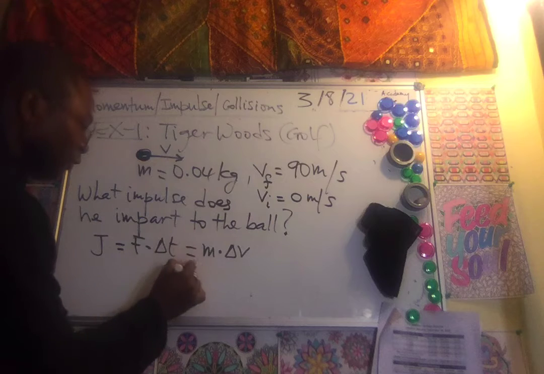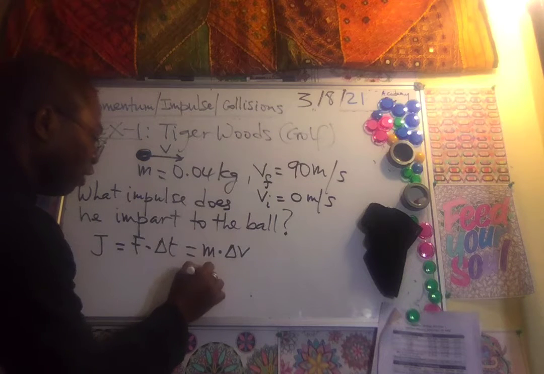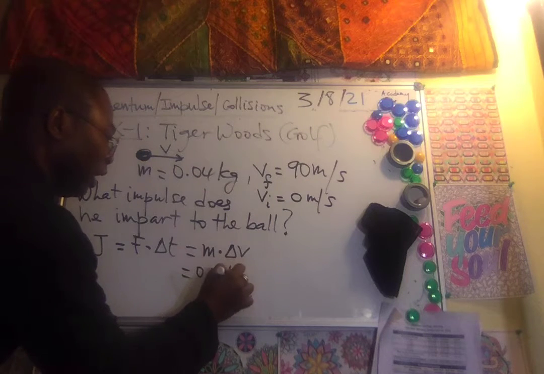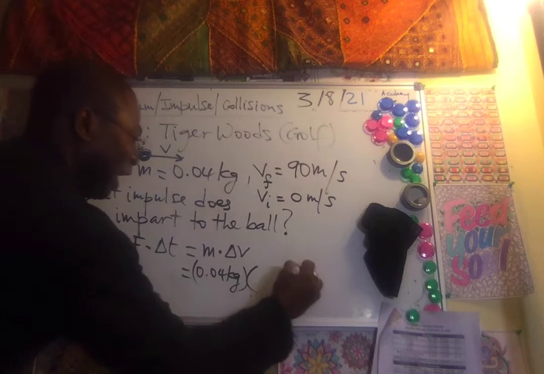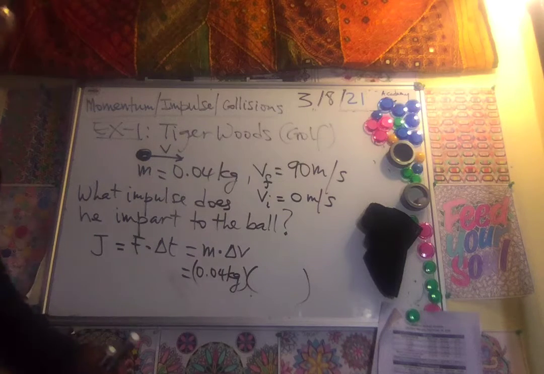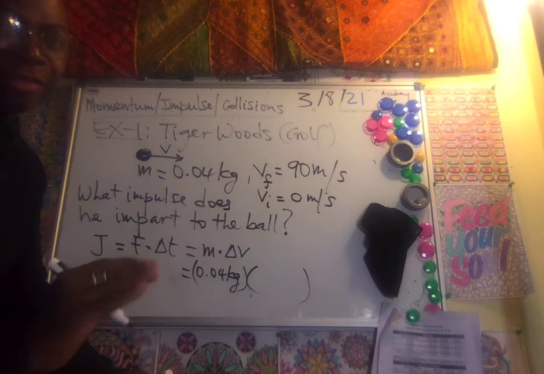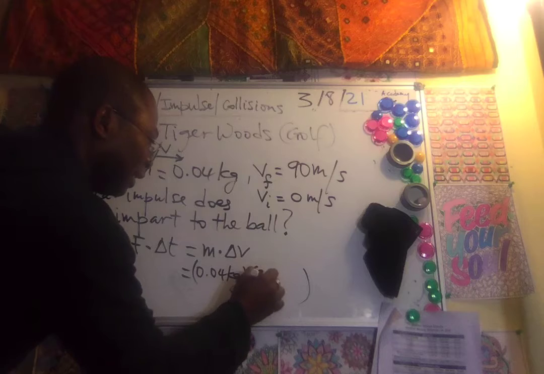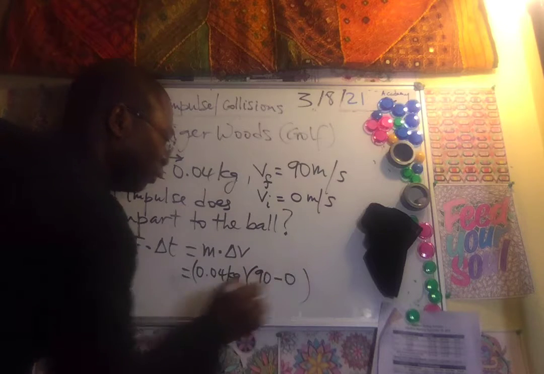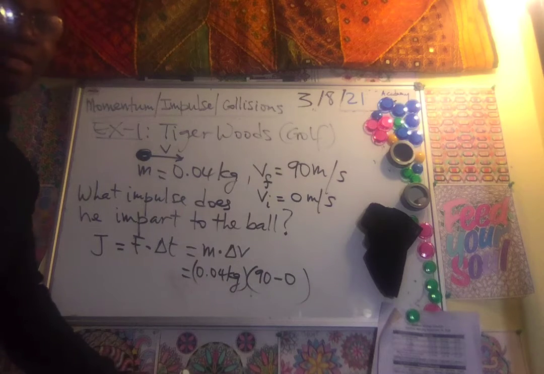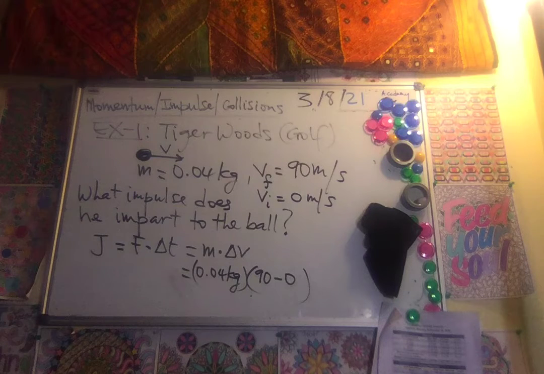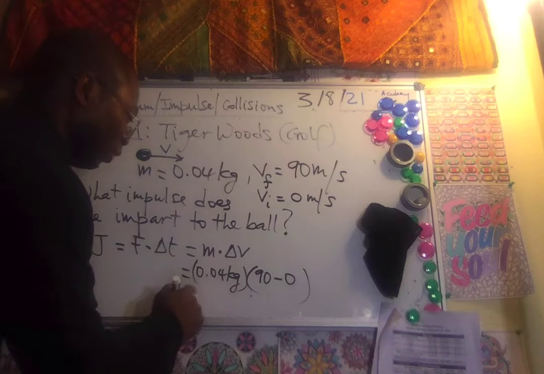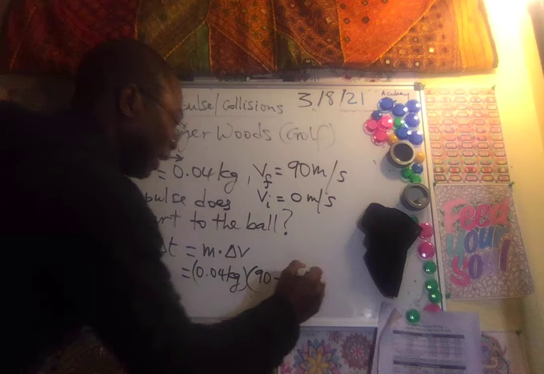Okay. So the mass is 0.04 kilograms times delta V. We remember delta V is V final minus V initial. So 90 minus 0, right? 90 meters per second minus 0 meters per second. Okay? So we have 0.04 times 90.